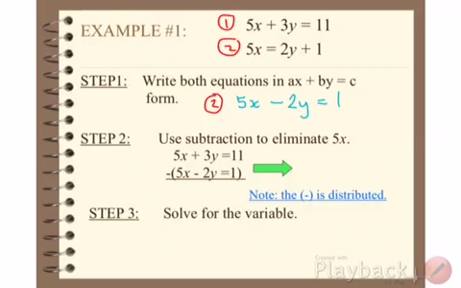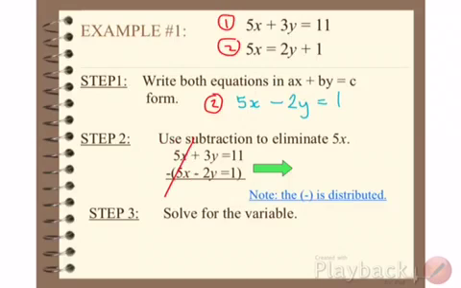Okay. Looking at step 2, we're going to try and eliminate one of the variables. So we're going to eliminate x because it has the same coefficient. So it's got a 5x and a 5x. So that's the easiest one to eliminate. And what we would do is we would subtract them. So 5x minus 5x, they cancel.